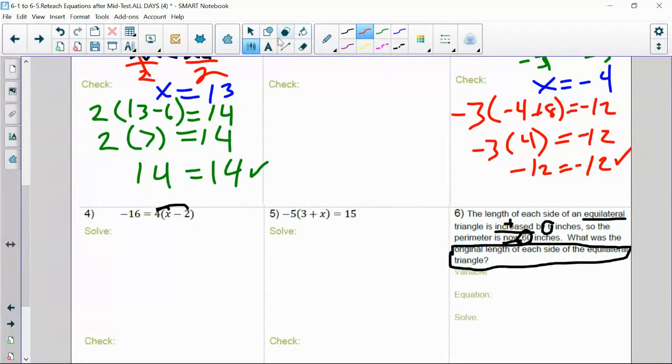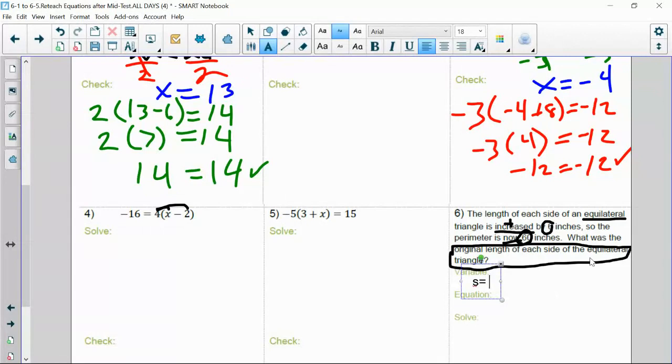Okay, so this could get tricky, but we know our keywords. Each side was increased by 6 inches. So we have to do our variable first. What do we want our variable to represent? Well, we're trying to find the length of each side of the triangle, so let's say S equals original side length. Now we can do our equation.